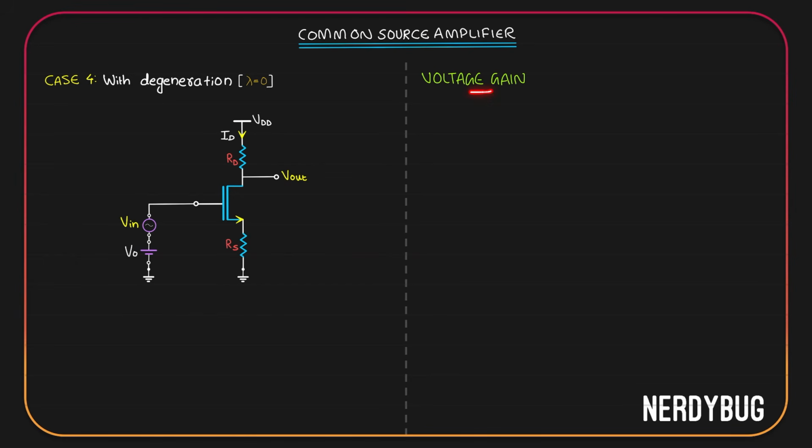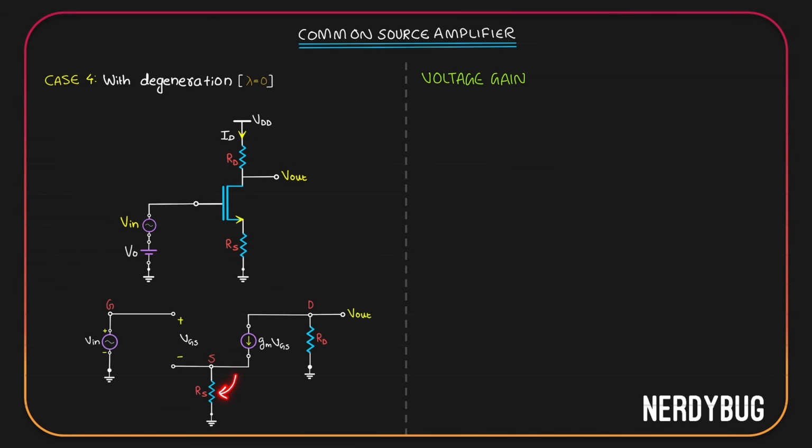Let's find the voltage gain, for which as always we need the small signal model. It will look like this. The only extra thing we have is Rs, the resistor at the source. Now let us mark some things. If you take a look at Rd, it has the potential V out on one side and 0 on the other side. So the net potential is V out. Then according to Ohm's law, the current flowing through it is going to be V out divided by Rd. Let us show it over here.